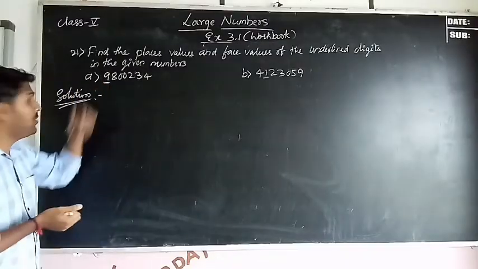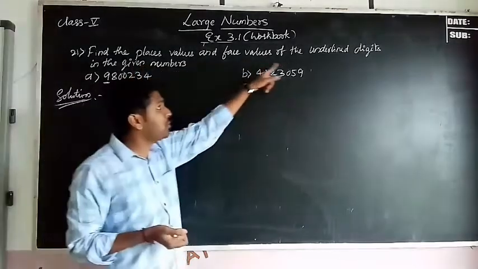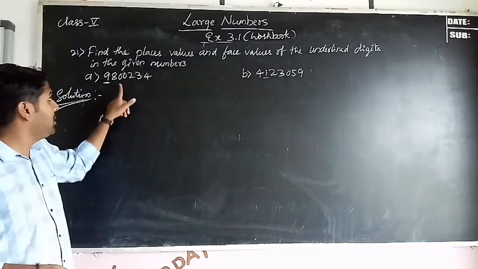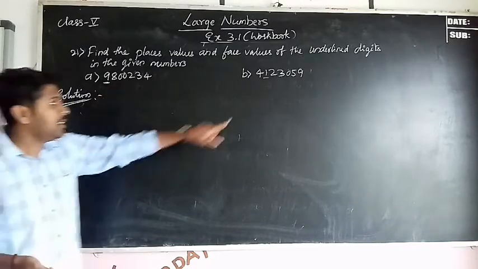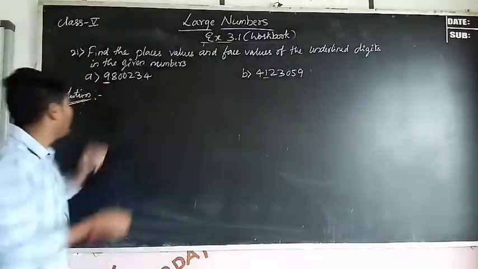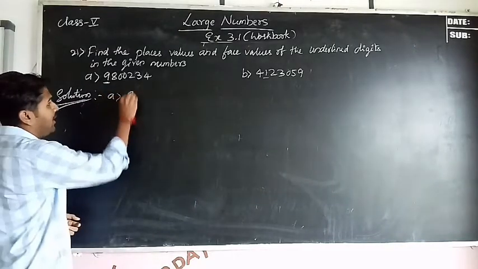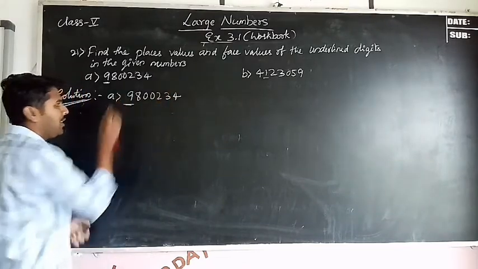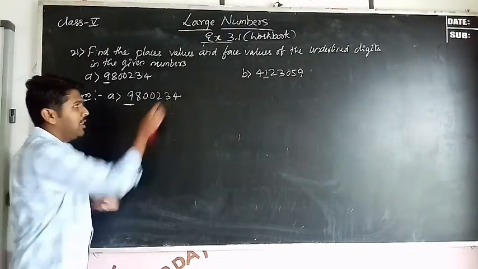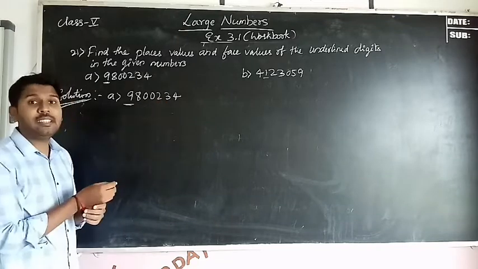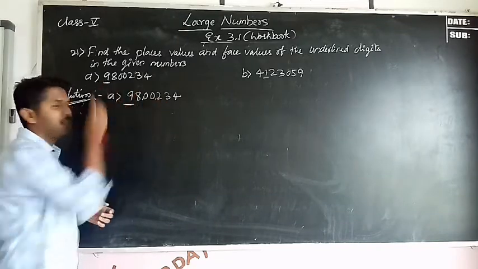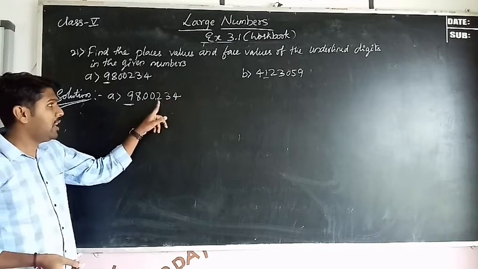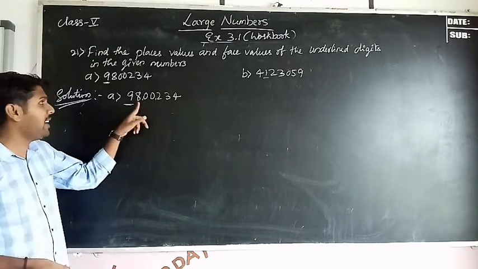So next 21st question, find the place values and face values of the underlined digits in the given numbers. So first one, this number, and they are underlined for 9, here for 1. So first one, write down that number: 98002334. So first place the commas. Here Indian system, first comma comes after 3 digits, next comma comes after 2 digits. So here what is this number? 1, 10, 100, 1000, 10,000, lakh, 10 lakh.